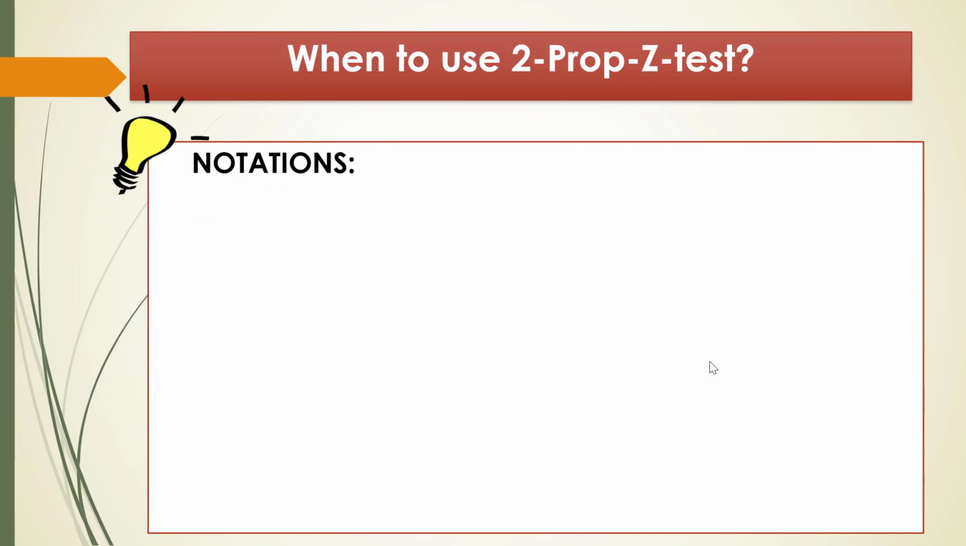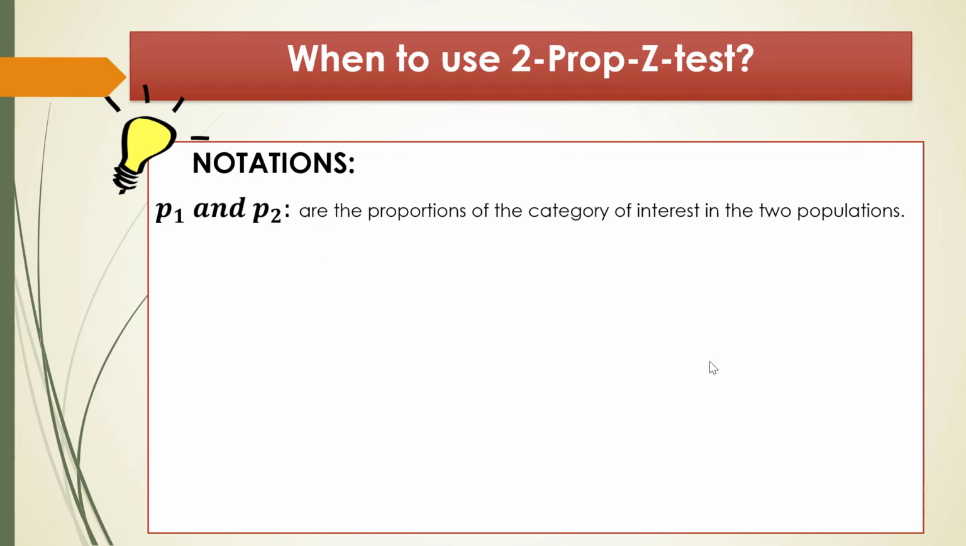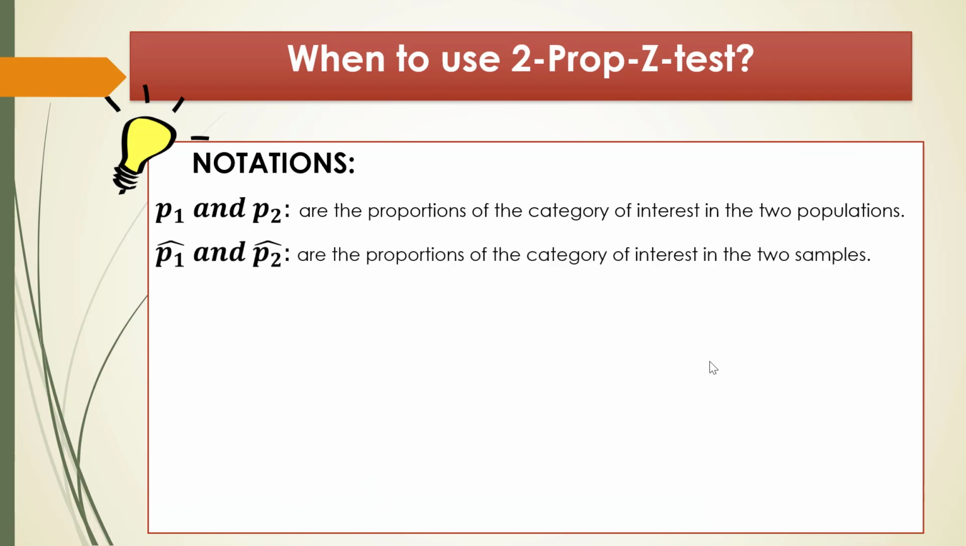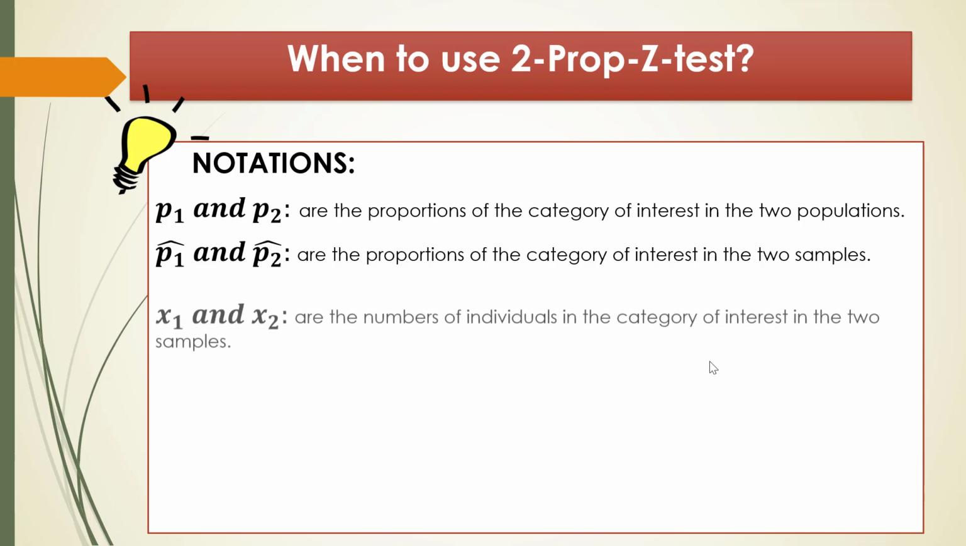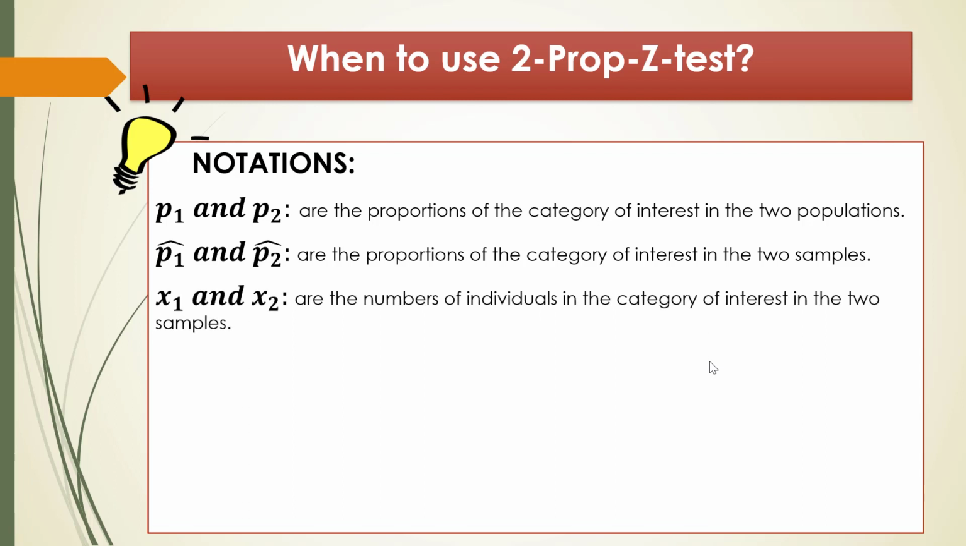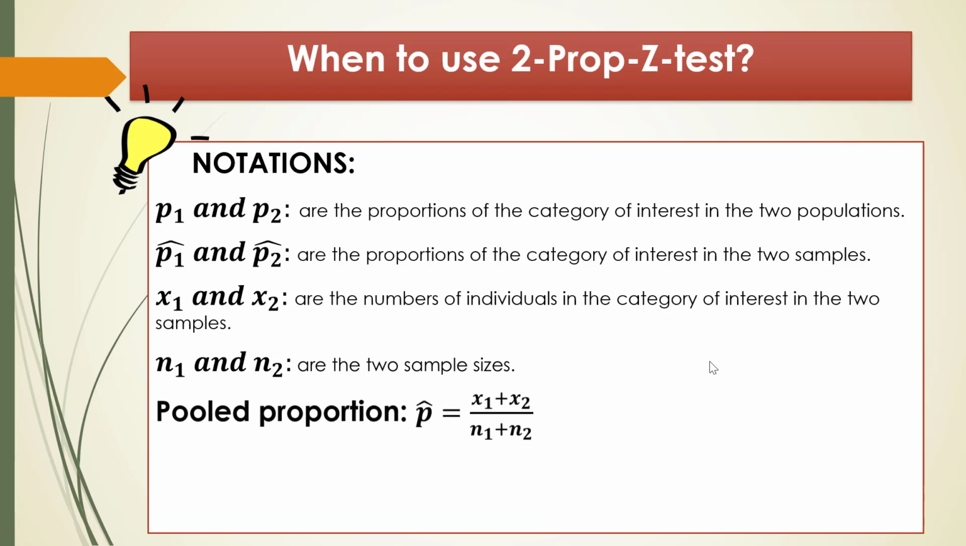Before we learn how to run the test, let's get used to some notations. Here I use P1 and P2 for the proportion of the category of interest in the two populations. P1 hat and P2 hat are the proportions of the category of interest in the two samples. X1 and X2 are the numbers of individuals in the category of interest in the two samples. N1 and N2 are the two sample sizes. And here we use one more proportion notation, that is P hat. P hat stands for the pooled proportion, and is calculated as X1 plus X2 over N1 plus N2.